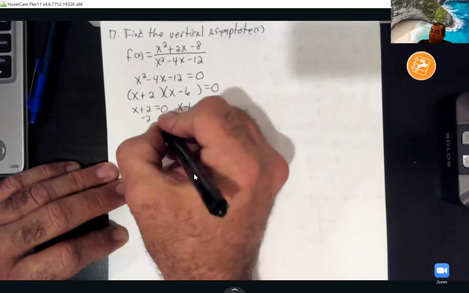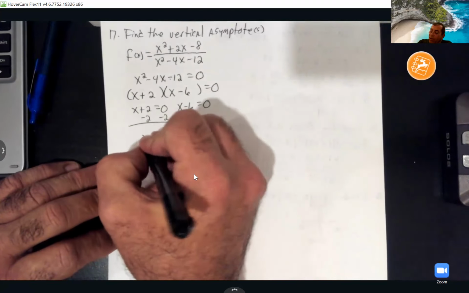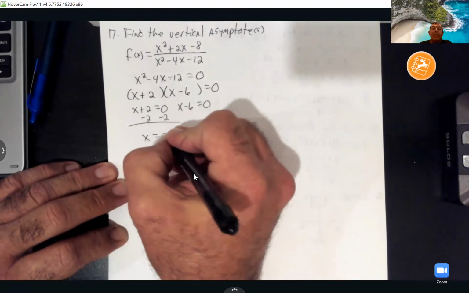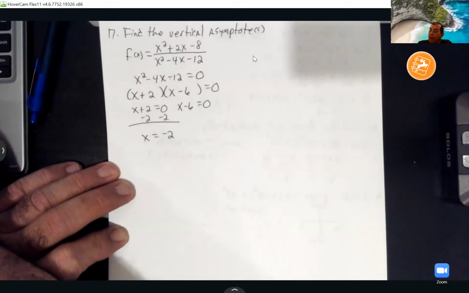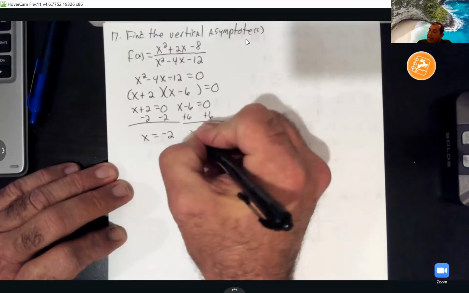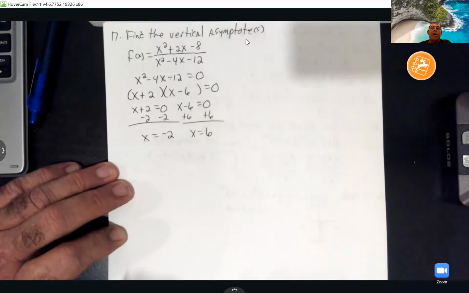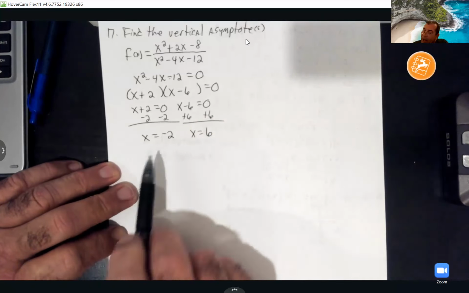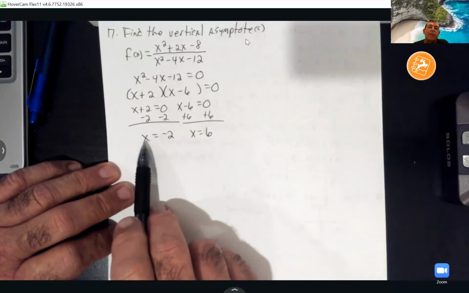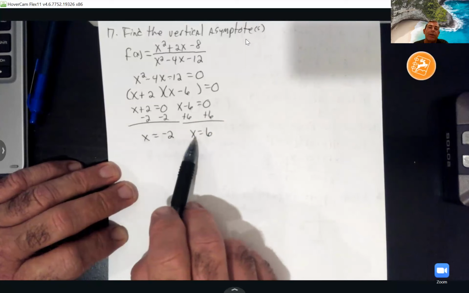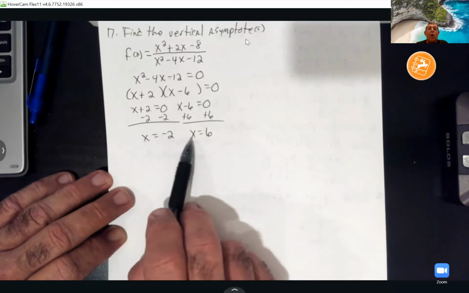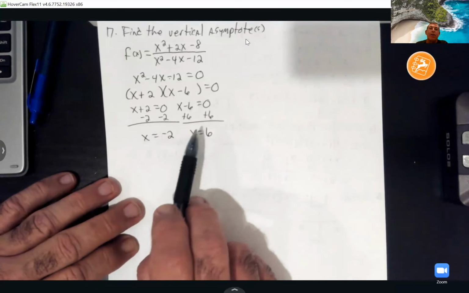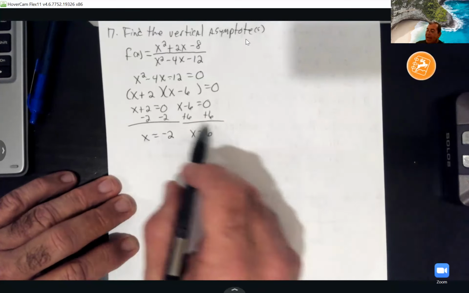So we'll subtract 2. So one of our vertical asymptotes is x equals -2. And then for the second one, we'll add 6. And my second asymptote will be x equals 6. Y'all be careful on this one because one of the choices, they put y values here. And they got y equals -2, y equals 6. Remember, vertical asymptotes got to be x's, okay?